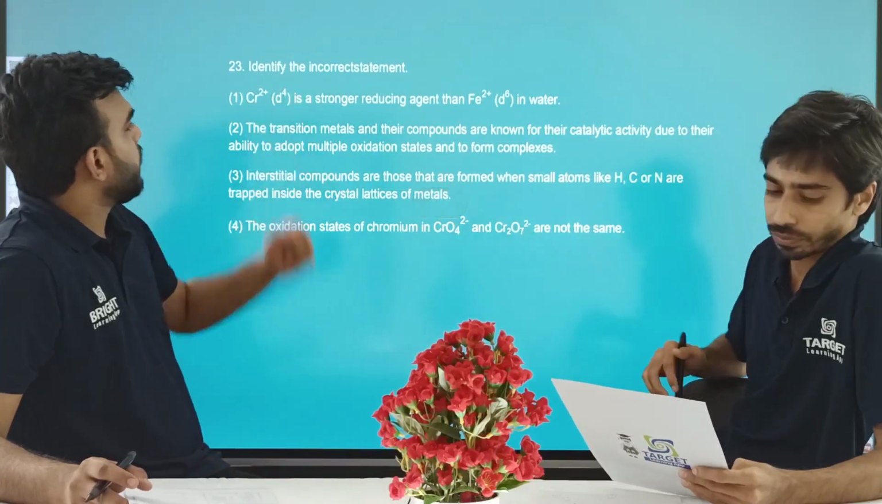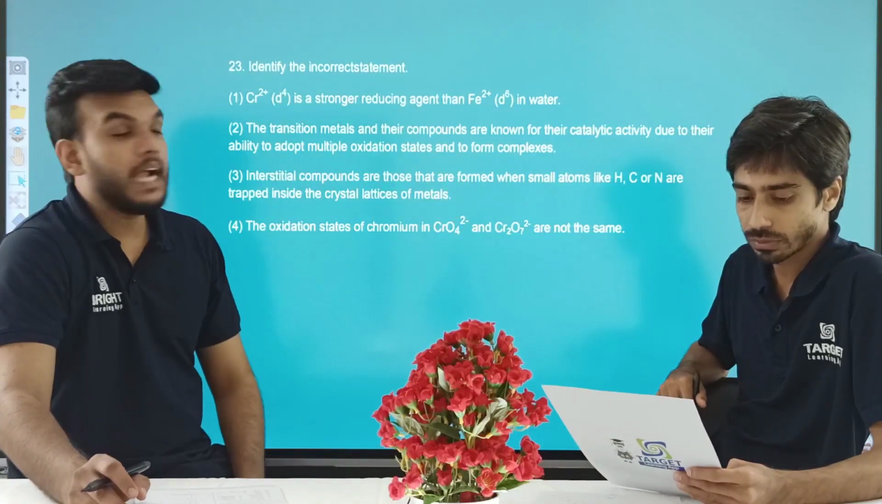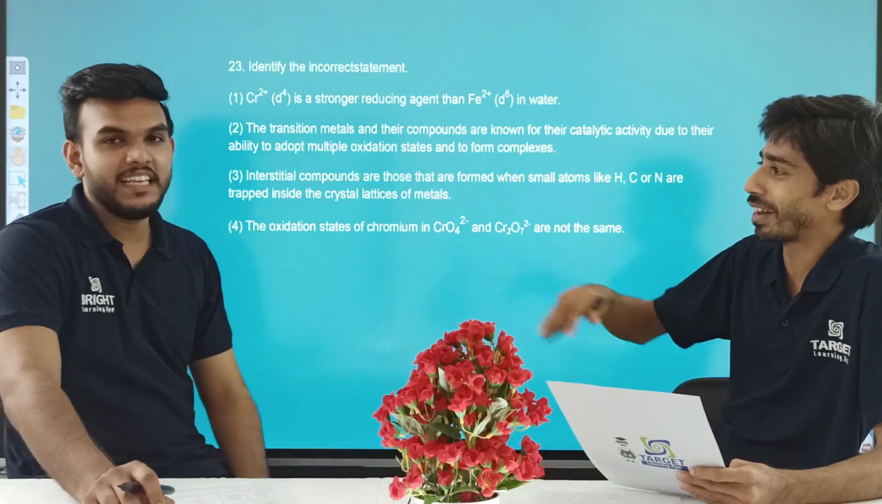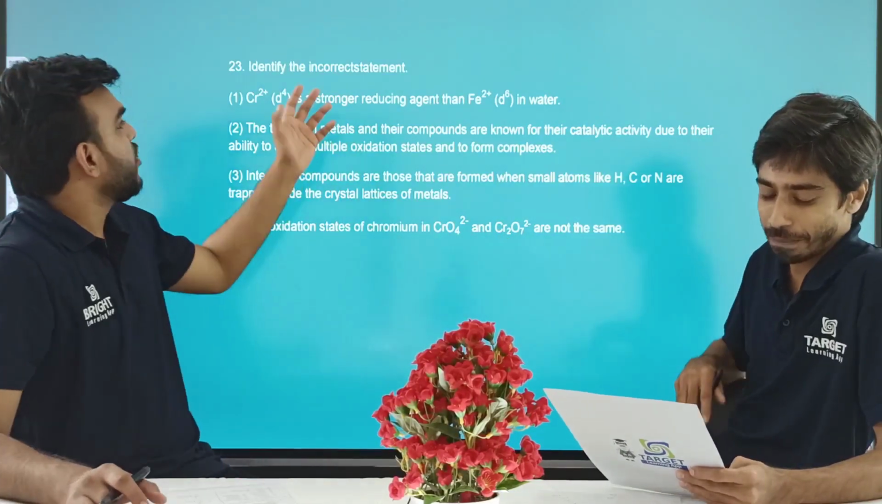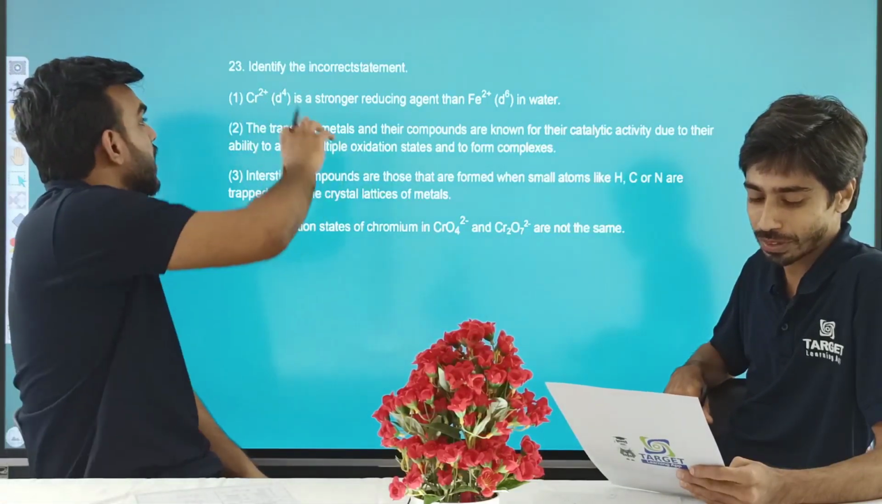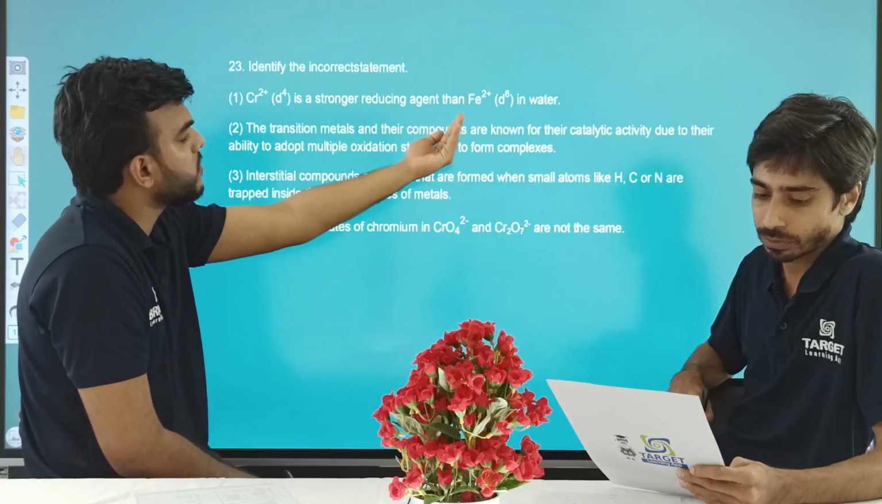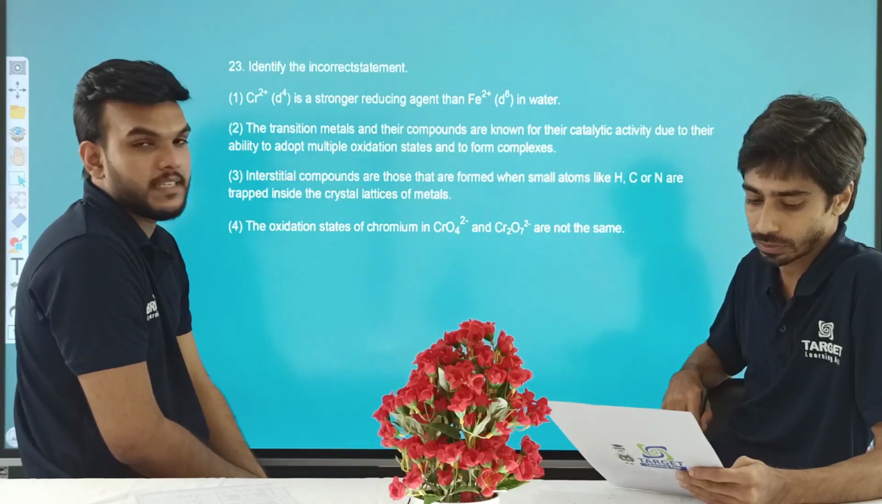Okay, sir, please. So identify the incorrect statement. You have to identify the incorrect one. This is the fourth question related to correct and incorrect statements, I think. So we have to find the incorrect statement. Chromium 2+ with d4 is a stronger reducing agent than Fe2+ with d6 in water.